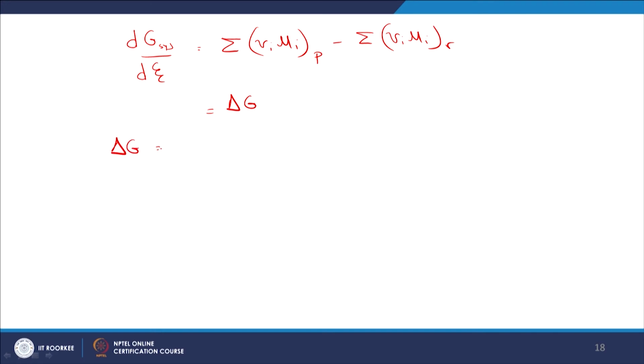So dG of the system by dξ, or more or less the change in Gibbs energy of the system for a small extent, an infinitesimal change in the extent of the reaction, is equal to what now? The stoichiometric coefficient nu I times mu I of the products minus nu I mu I of the reactants again. And so this obviously is equal to what now? Delta G. So obviously, if you look at it, when will delta G be negative?